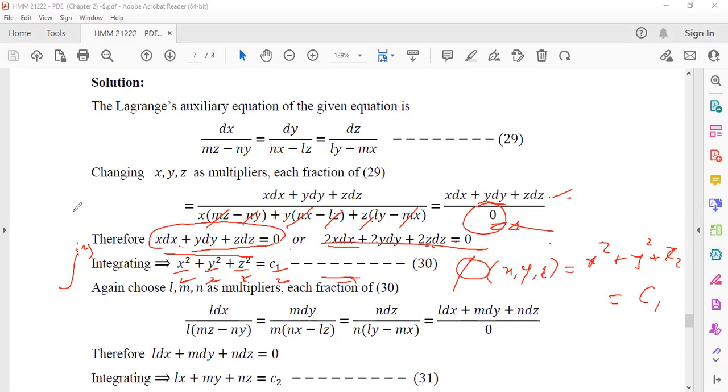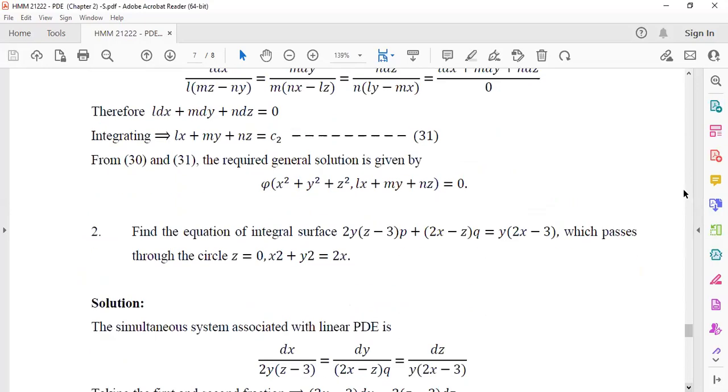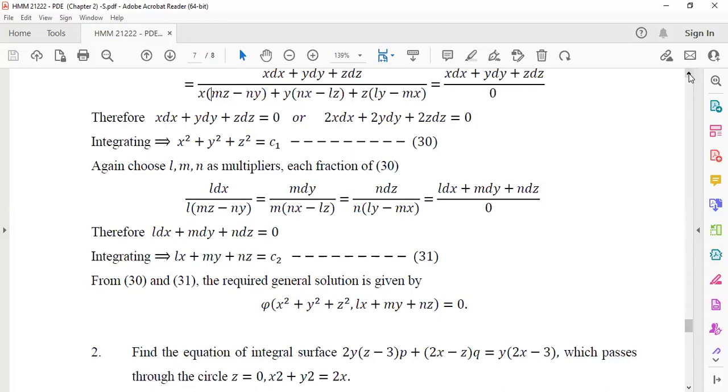Hope you're understanding. We have only 1 minute, so I'll finish quickly. Take a screenshot of the bottom part. Sorry, no need to take this one, this one only.